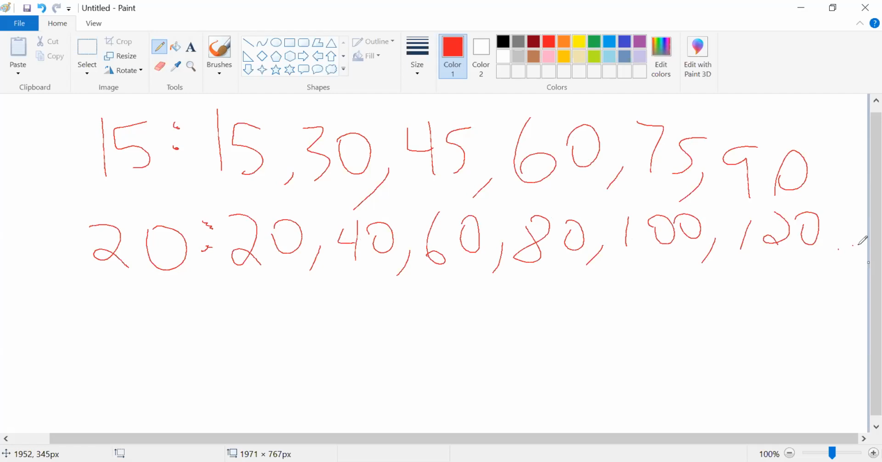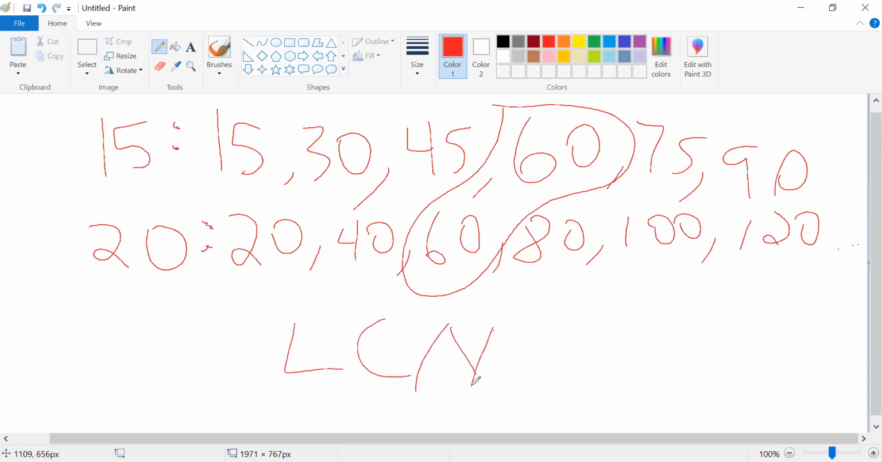You're just hoping you're going to see a common multiple in there. If you don't, you're going to have to keep going and going. But we get lucky. 60. 60 is the least common multiple. You can write it LCM of 15 and 20 is 60. That's not so bad.